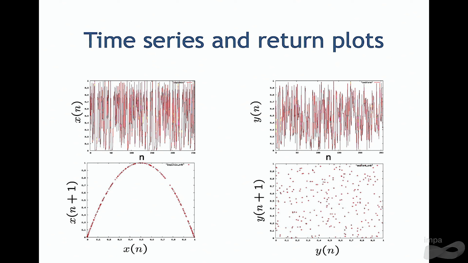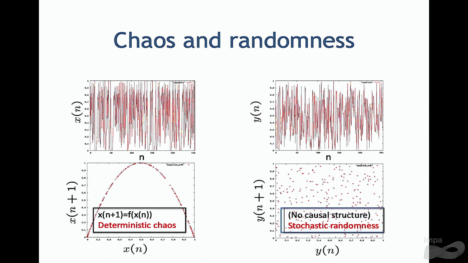This visualization shows x and y are very different. The structure is just the data itself; we just change the representation of the data. In this case, we can say that this time series, this dynamics, is deterministic chaos. And in the other case, we don't have any causal structure. So it's stochastic randomness or a very high dimensional system. We cannot extract low dimensional causality from this time series data.